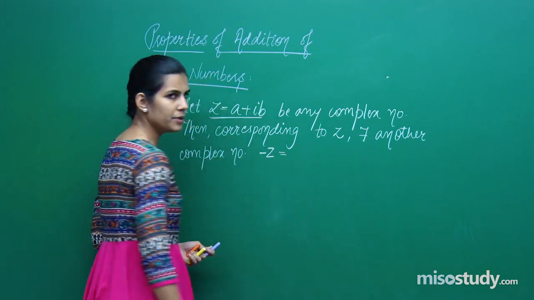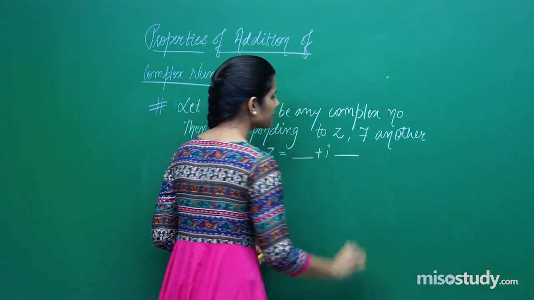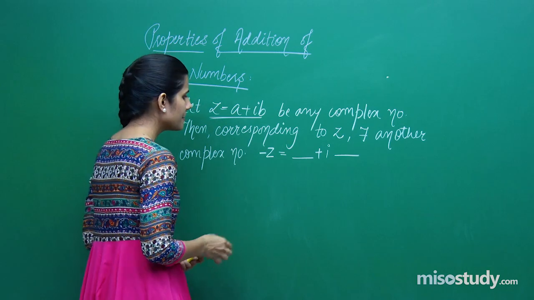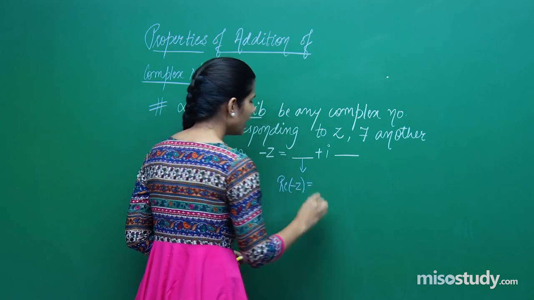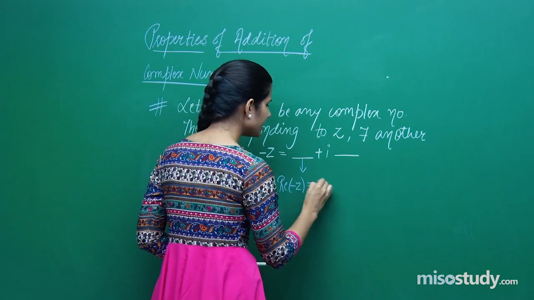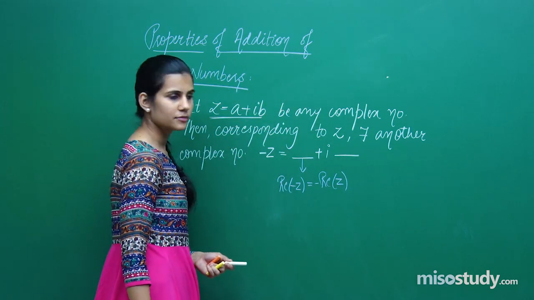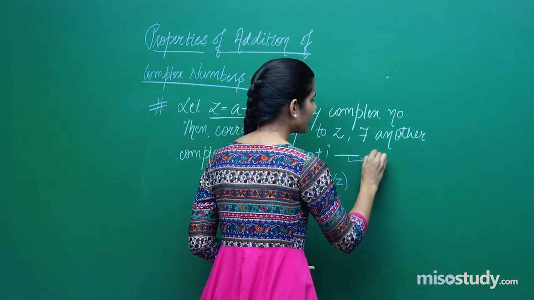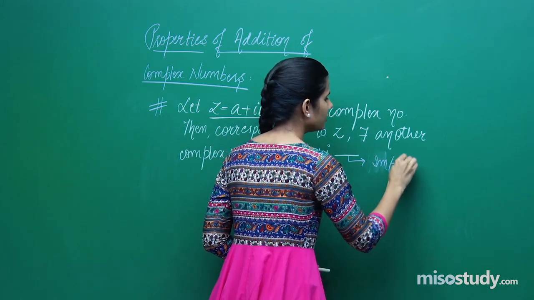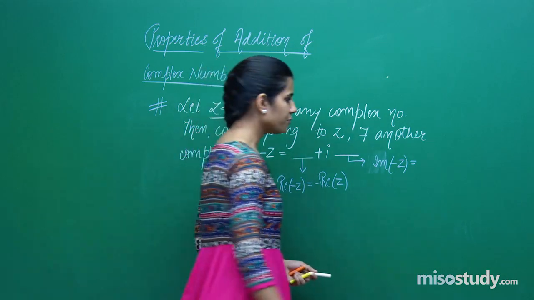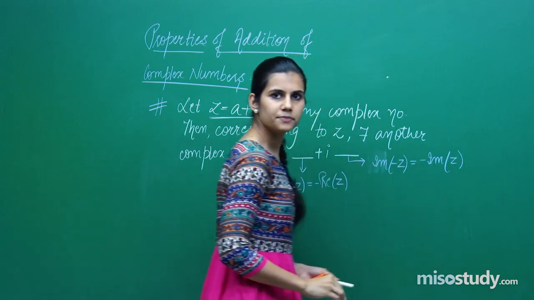What is this complex number? If minus z is a complex number, it should have some real part and some imaginary part. What is this real part of minus z? Answer is real part of minus z is actually negative of real part of z. And this blank space is to write imaginary part of minus z. And the definition is imaginary part of minus z is minus of imaginary part of z.